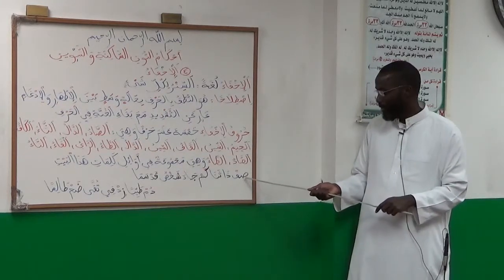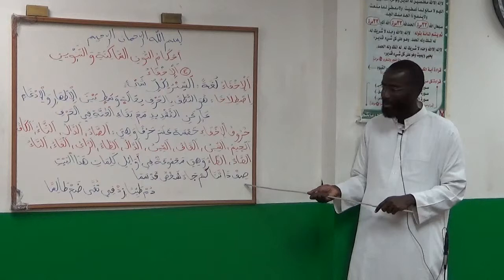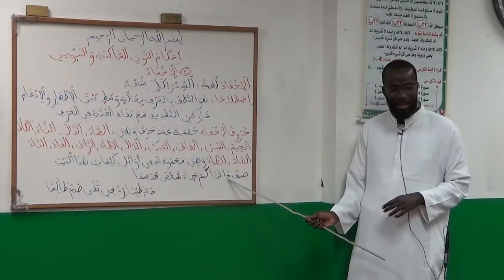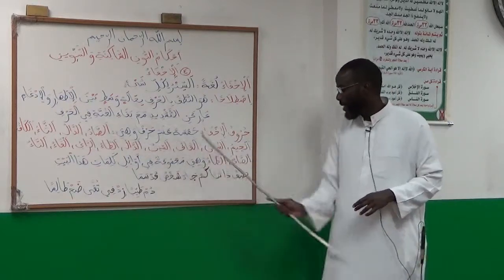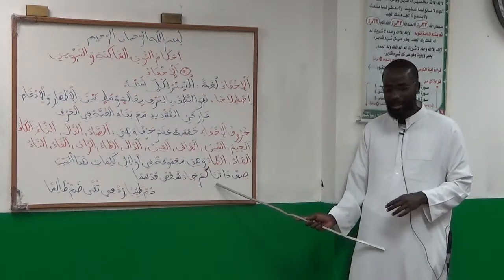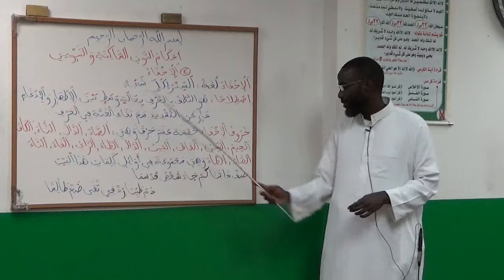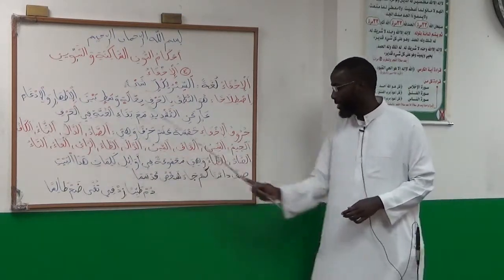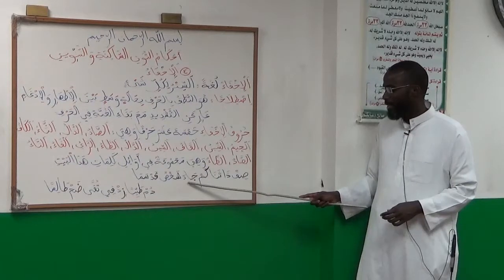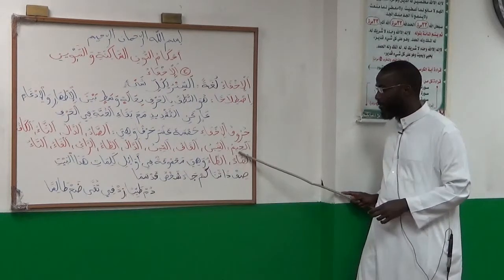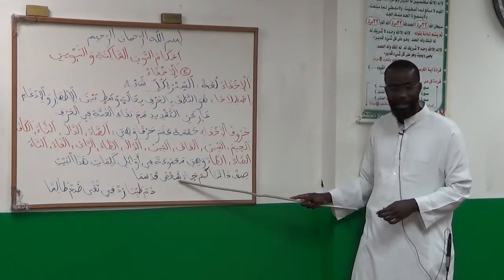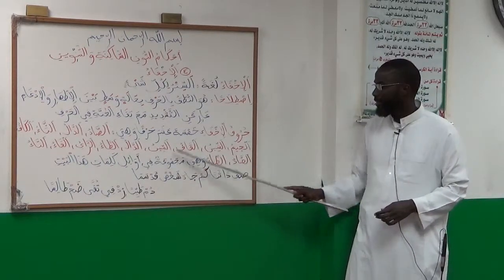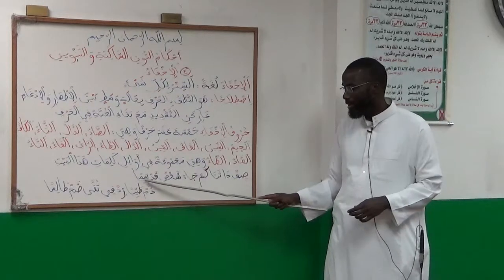So the word sif, what is the first letter? صاد, Sad, right? Dhana, what is the first letter? ذال, Dhal, right? Thana, what is the first letter? ثاء, Tha, right? Kam, what is the first letter? كاف, Kaf, right? Jada, what is the first letter? جيم, Jim, right? Shakhs, what is the first letter? شين, Shin. Qad, what is the first letter? قاف, Qaf.